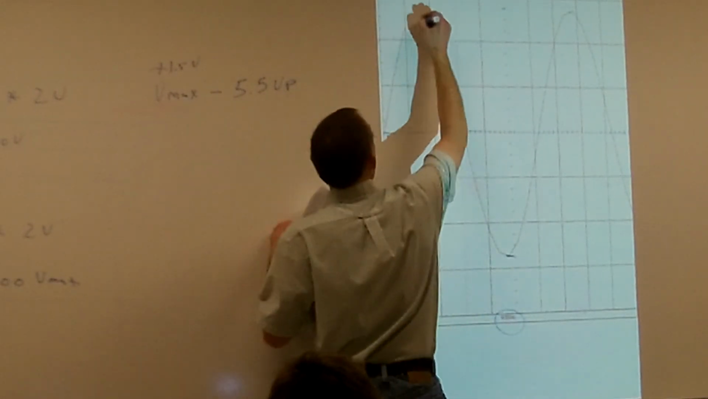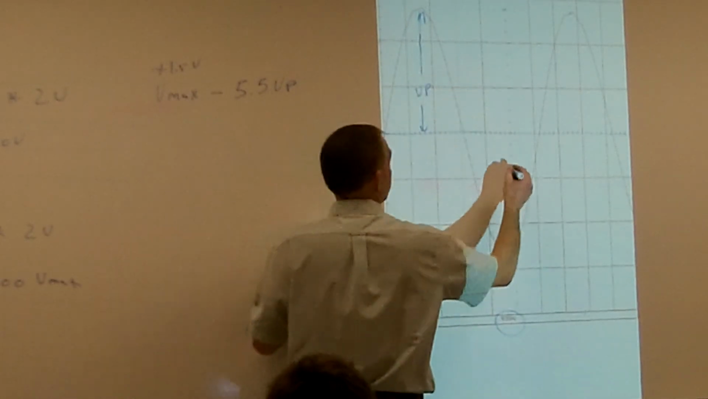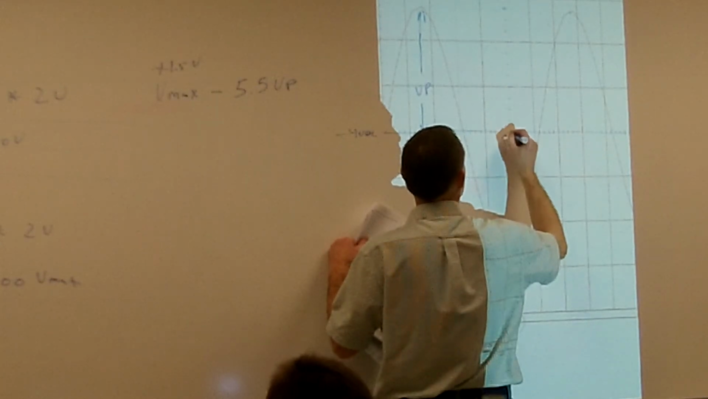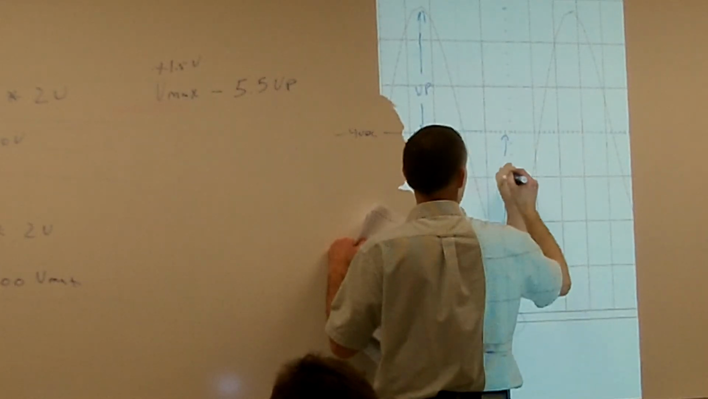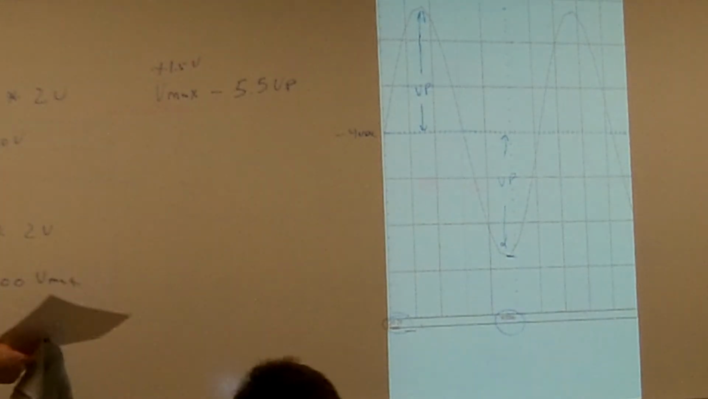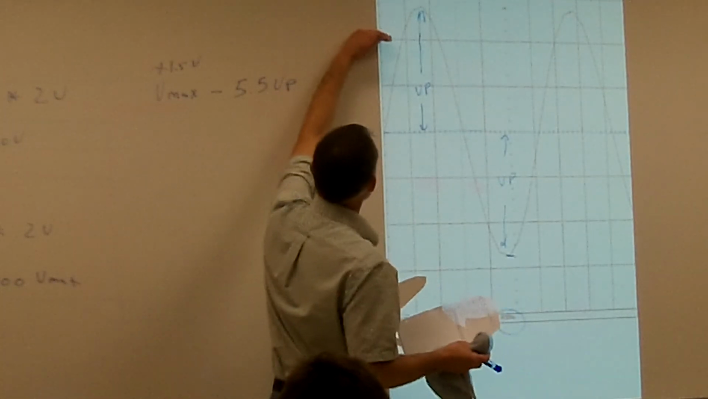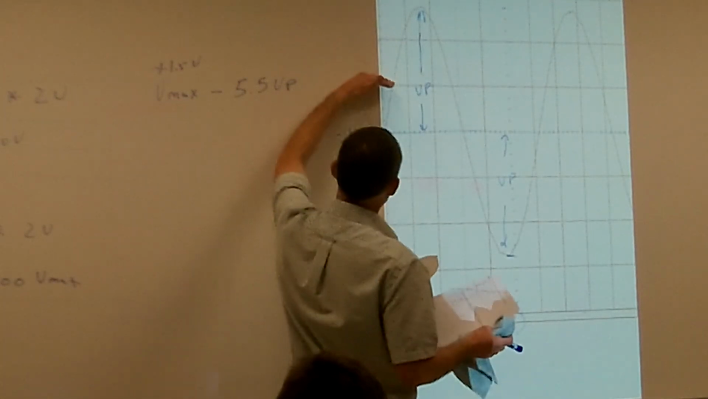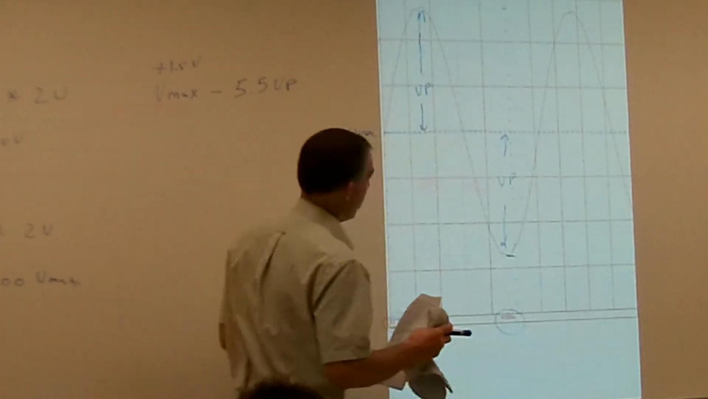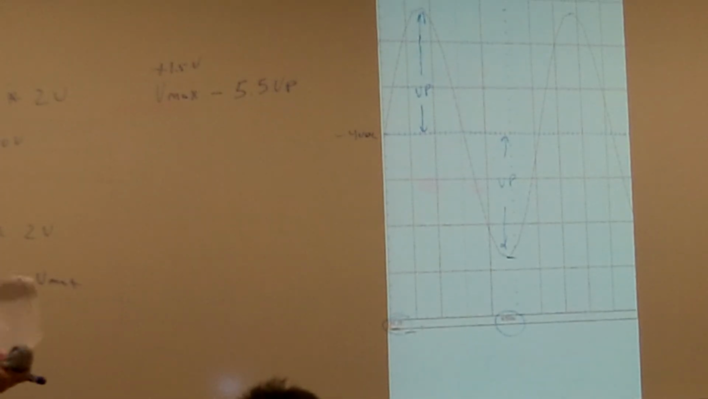So here I have my voltage peak there, and I have my voltage peak there. And since I know that I've got 2 volts per division, here's my 0. So I'm going to have negative 2 volts, negative 4 volts, and that's where that sine wave is going to be riding, superimposed on top of a DC voltage.